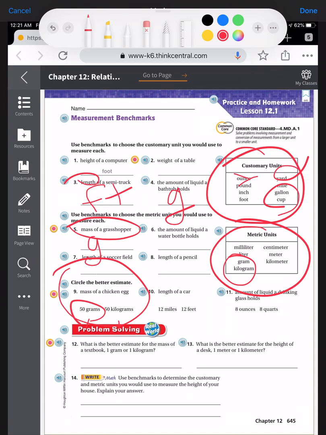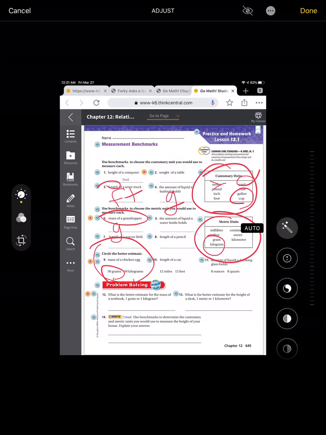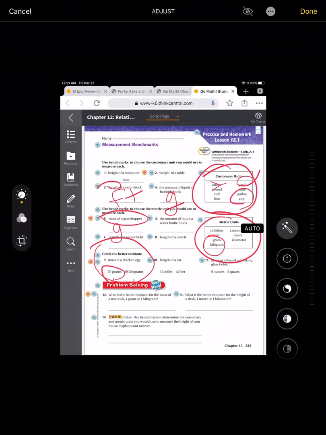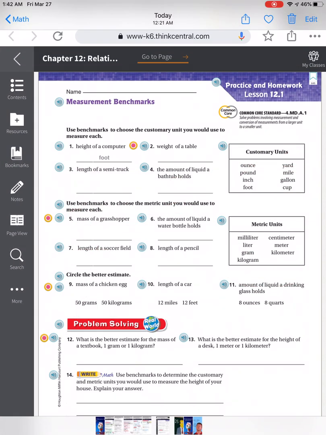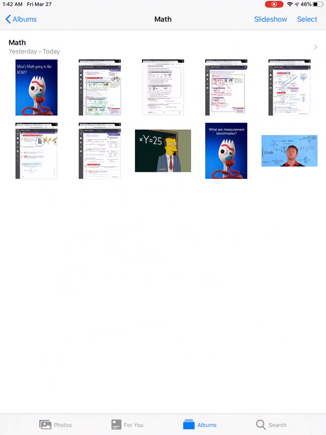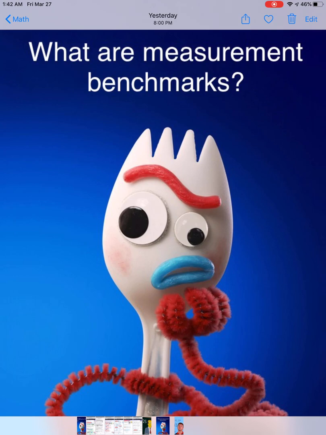I'm going to hit done on this, and I'm going to go back to my photos for a minute and discard those changes and go back and take a look here. Remember, what are measurement benchmarks? Benchmarks are those things we can think about and use to get a general idea, an estimation of how much something weighs, or how long something is, or how much something will hold.